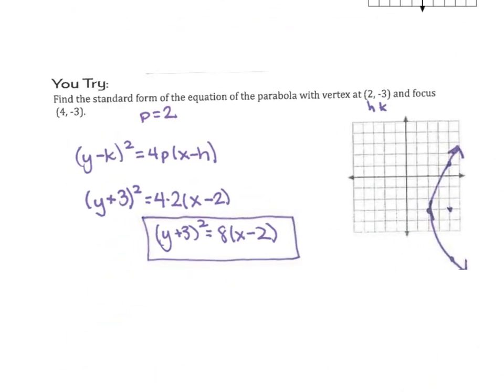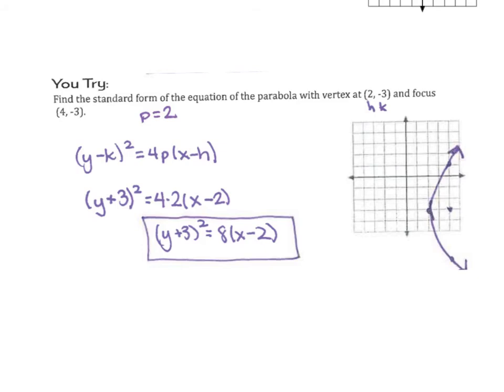Trying this out, you hopefully found that it was a sideways parabola, and p is 2. So we're using (y minus k) squared equals 4p times (x minus h). h is 2, k is -3, so just substituting that into the formula and plugging in p for 2, you would get (y plus 3) squared equals 8 times (x minus 2).